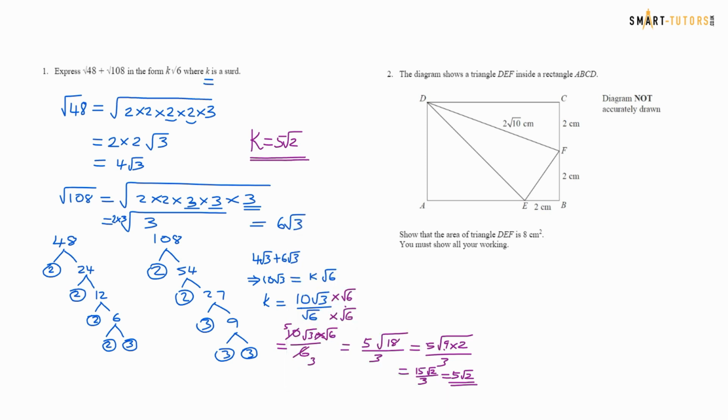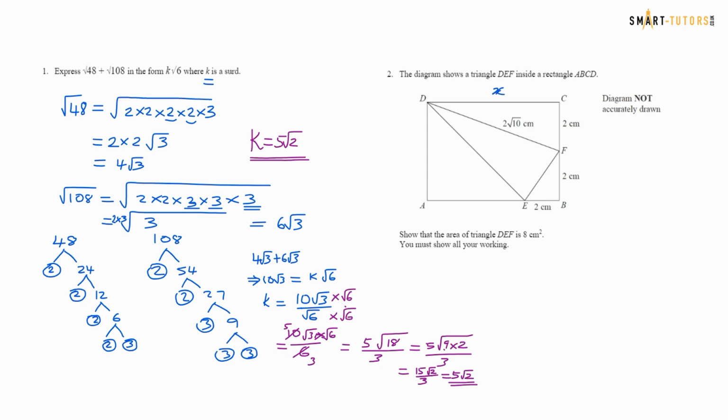So question number 2. The diagram shows a triangle DEF inside a rectangle. Show that the area of the triangle DEF is 8 centimeters squared. So we need to prove the triangle inside has an area of 8 centimeters squared. We don't have the measurements, and this is not a right angle triangle. The only way to do it is using the Pythagoras theorem. We can find out this side, which is the length of the rectangle.